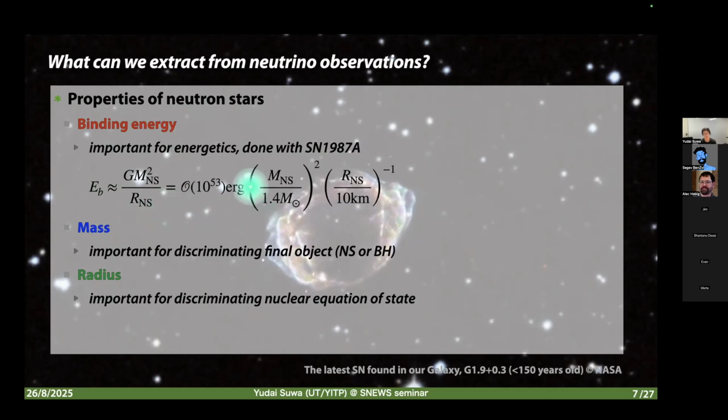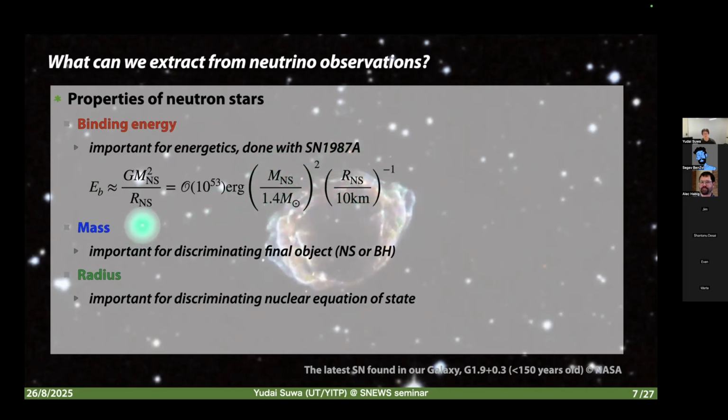By imposing this number, so neutron star mass being 1.4 solar mass here, and the neutron star radius being 10 kilometers here, then the total expected energy will be 10^53 ergs. It's large, but still it has some parameter degeneracy. So in order to do physics, we need to estimate mass and radius independently.